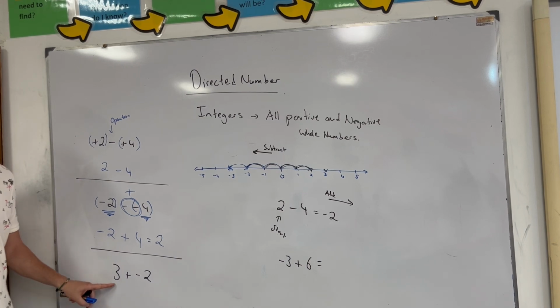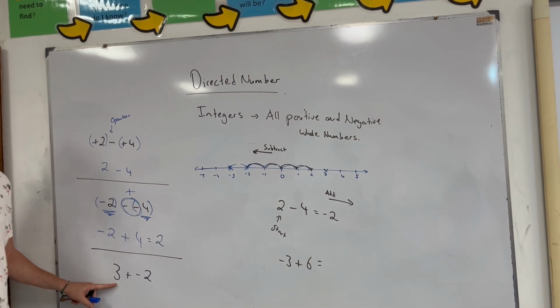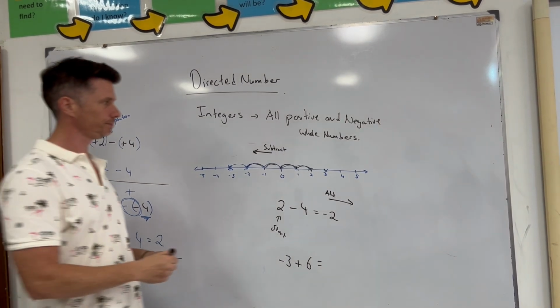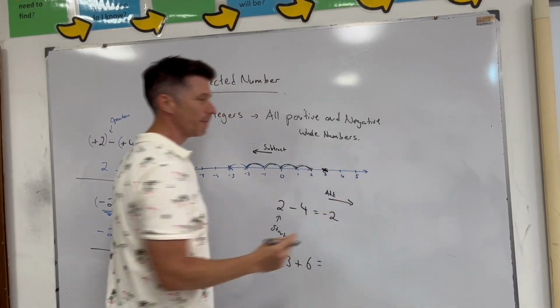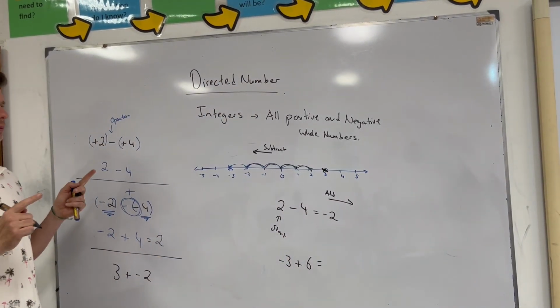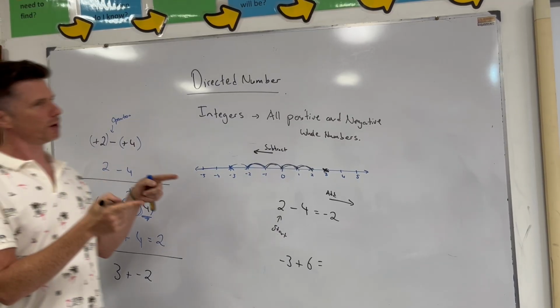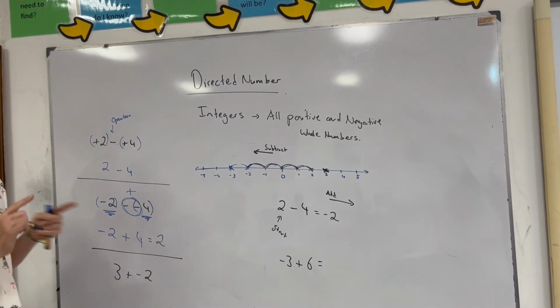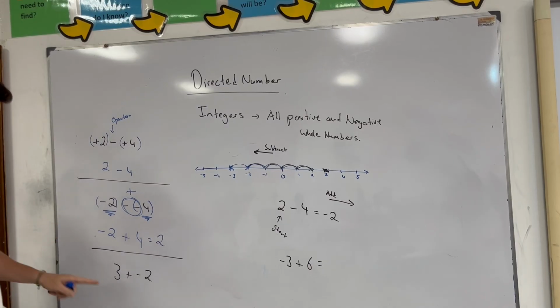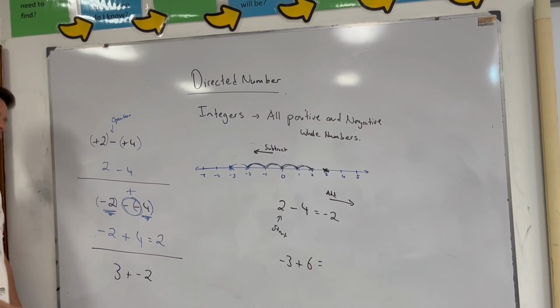Now, remember this is my starting point. Always look at my starting point. My starting point is at 3. No matter what, I'm going to go 2 either side of it. It's either going 2 to the right or 2 to the left. I can't go any further than that. 2 is the only thing I can do to that number. Now, do I go 2 to the left or 2 to the right?